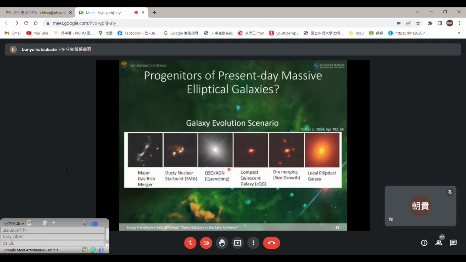So these SMGs are very massive and they are actively star forming, and so they are expected to be the progenitors of present-day massive elliptical galaxies. So this is a scenario for galaxy evolution. In this scenario, the galaxy merger induces very active intense star formation and is observed as a submillimeter galaxy, SMG, then quenches the star forming activity and then evolves quiescently and then finally becomes an elliptical galaxy in the local universe.